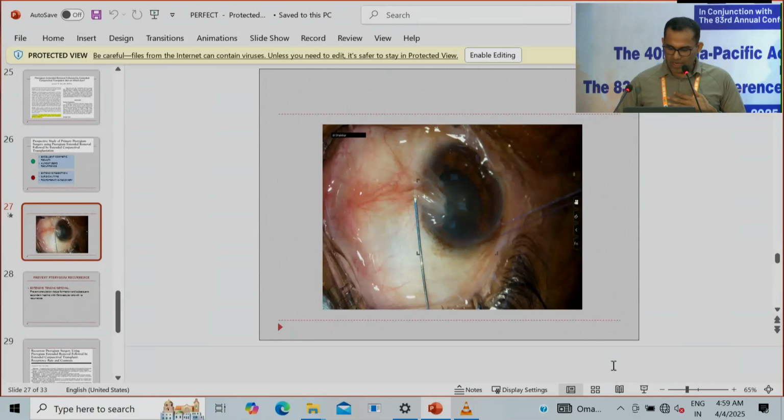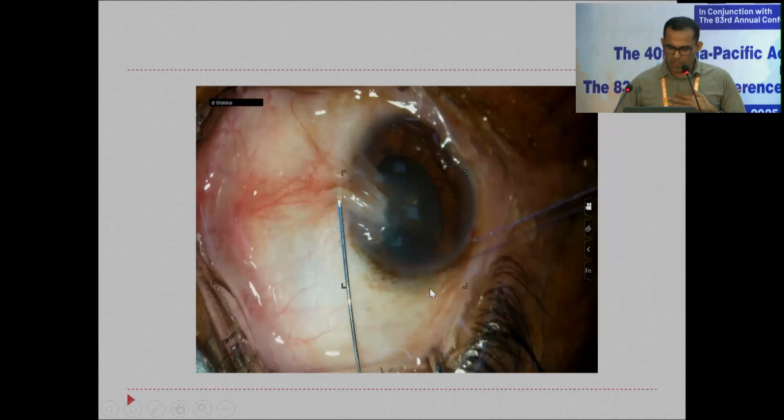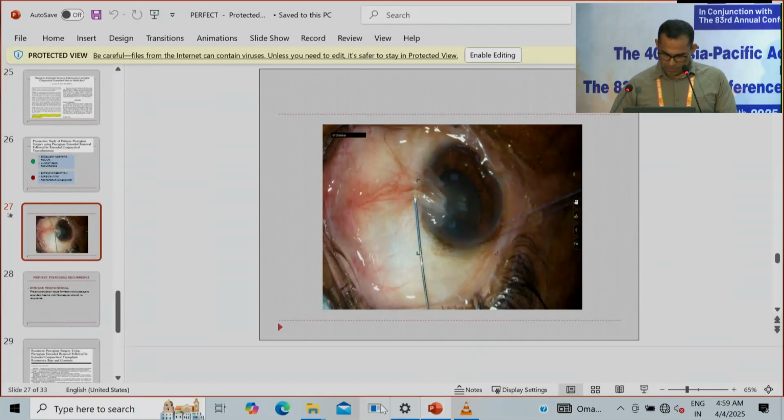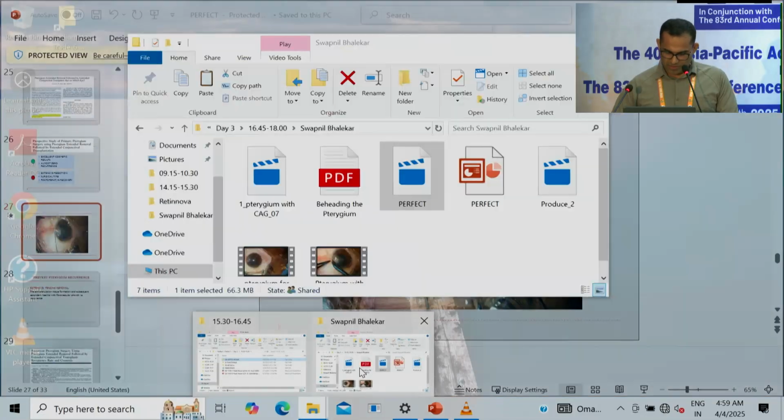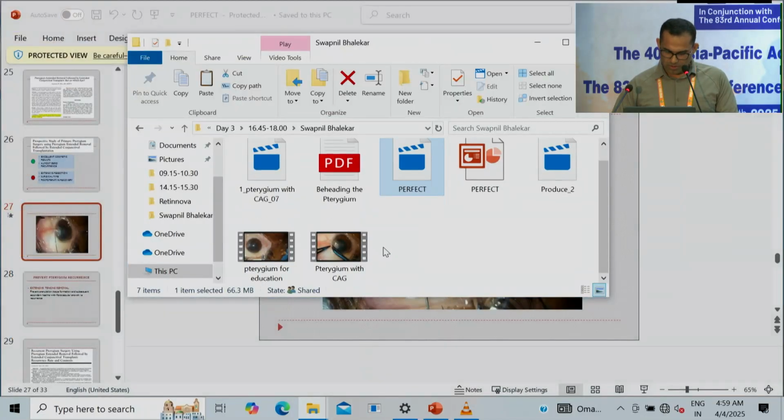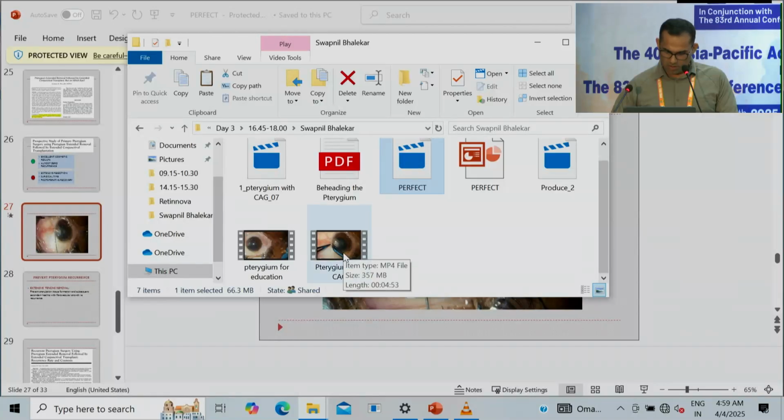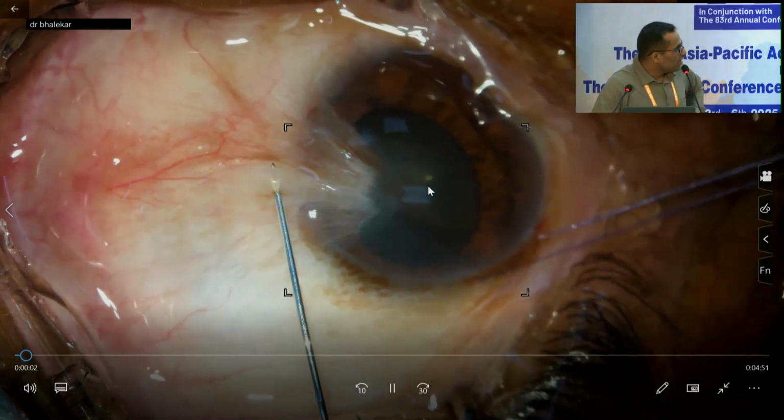How I do it, I don't actually practice the same technique, but I use the same principles. This is also not peeling. I'll just play it from the outside. So this is how I do it.